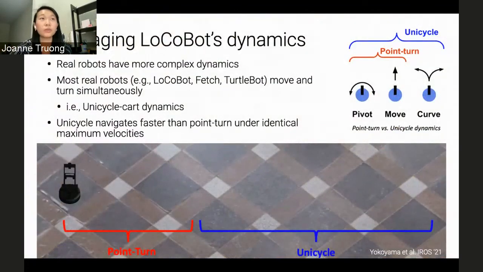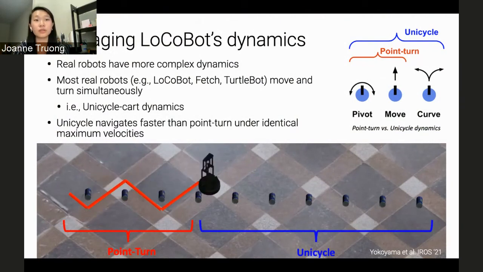Following this is subsequent work done by another lab mate, Naoki Yokoyama, to leverage the robot's dynamics. While the robot that I trained was trained using discrete actions, his work was interested in how to leverage the dynamics that real-world robots would have. For example, real robots like LoCoBot, Fetch, and Turtlebot can move and turn simultaneously, and this is called unicycle cart dynamics. If you look at the figure on the left, while a point turn robot can only pivot or move at a given time, the unicycle robot can also do curves, which is very natural for robots to do. Here is a visualization of what that might look like.